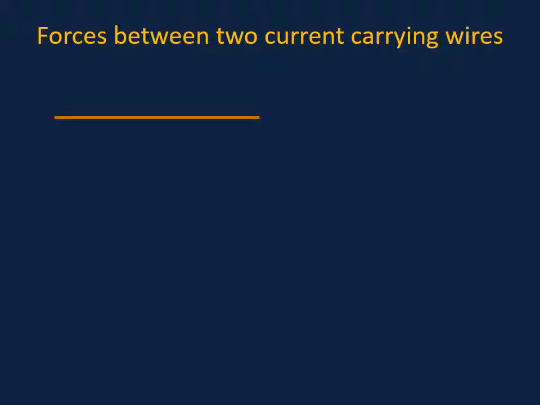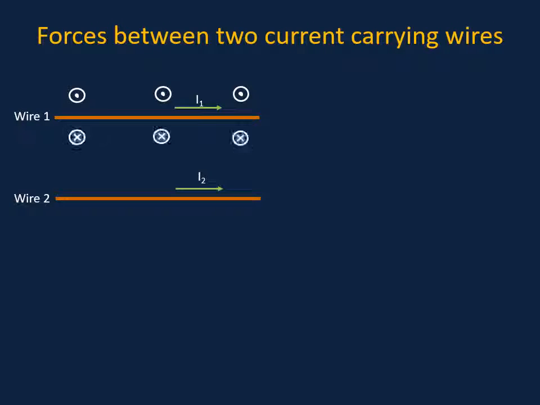Now let's talk about forces between two current carrying wires. So we have wire 1, which is carrying a current I1, and wire 2, which is carrying a current I2, and both the currents are in the same direction. Now we can apply another right-hand rule in order to figure out what is the sense in which the magnetic field is curling around each of these wires. So that's given by the dots and the crosses shown here for wire 1.